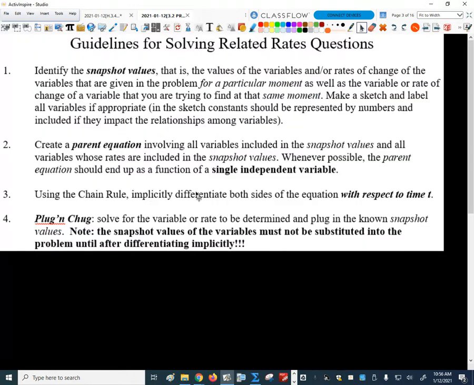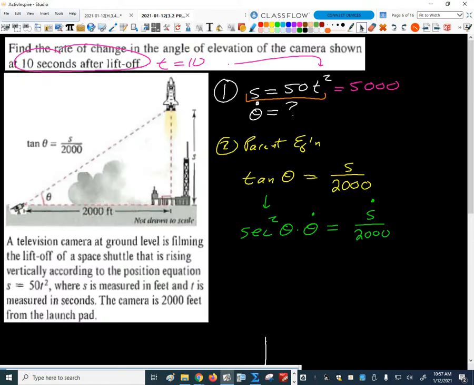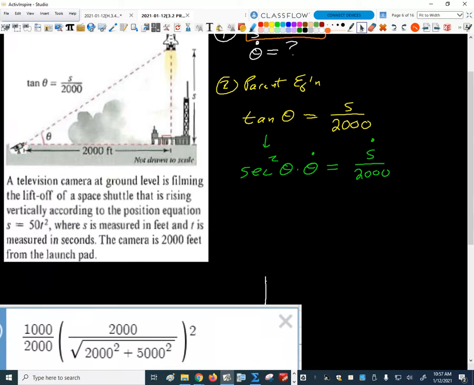And then we left off on step 3, using the chain rule to differentiate with respect to t. I think we may have even finished that. So we get the derivative of tangent theta with respect to t. Well, this is a chain rule issue. The derivative of tangent of something is secant squared of that something, times the derivative of what's inside the tangent with respect to t, and there's our theta dot. So we get secant squared theta times theta dot equals S dot over 2,000.